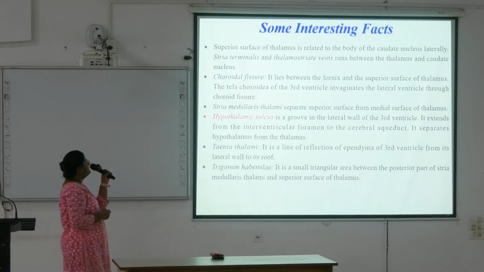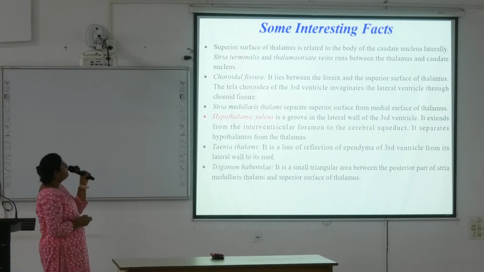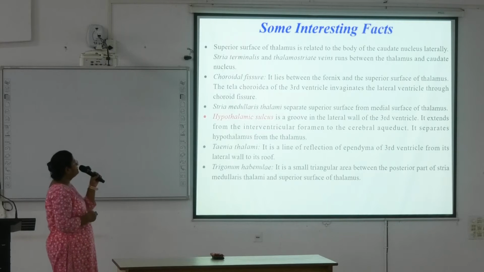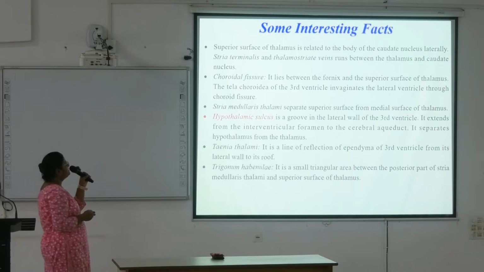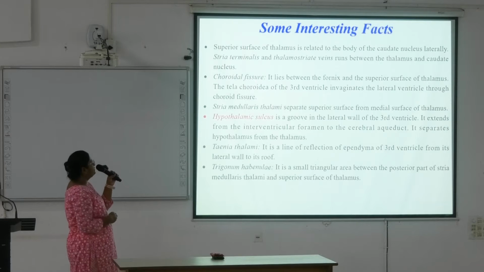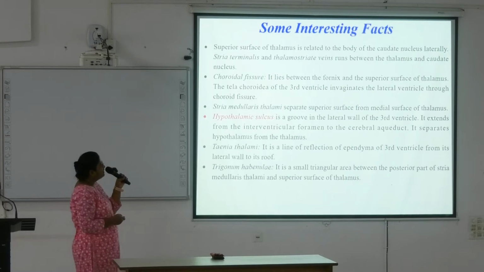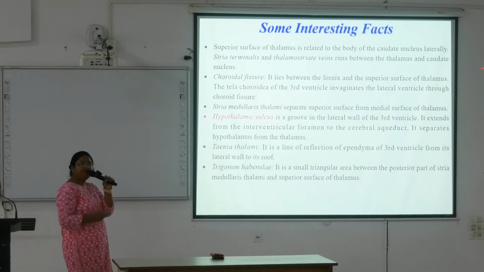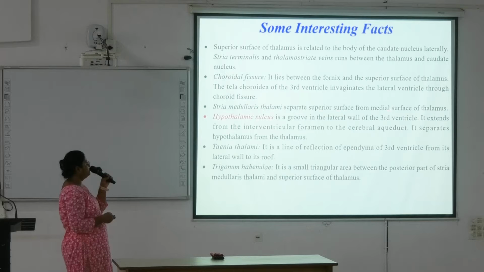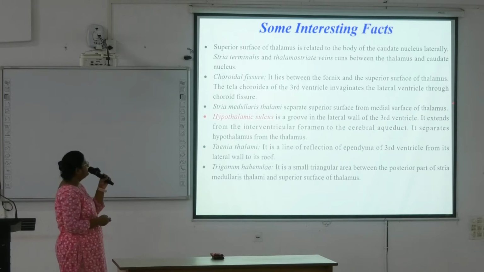So superior surface of thalamus is related to the body of the caudate nucleus laterally. Stria terminalis and thalamostriate veins run between the thalamus and caudate nucleus. Okay. Choroidal fissure. What is choroidal fissure? It lies between the fornix and the superior surface of thalamus. The tela choroidea of the third ventricle invaginates the lateral ventricle through the choroid fissure. Stria medullaris thalami separates the superior surface from the medial surface of the thalamus.